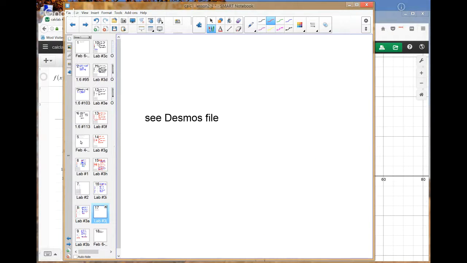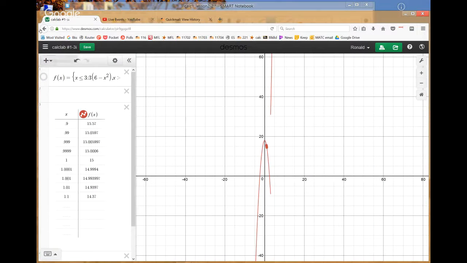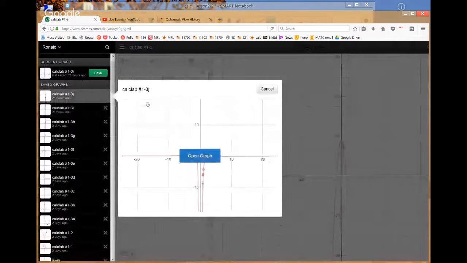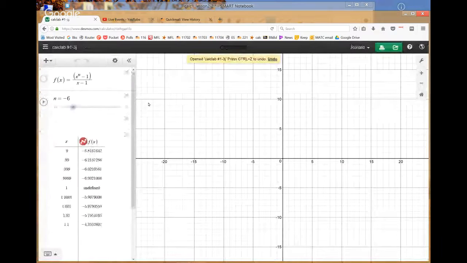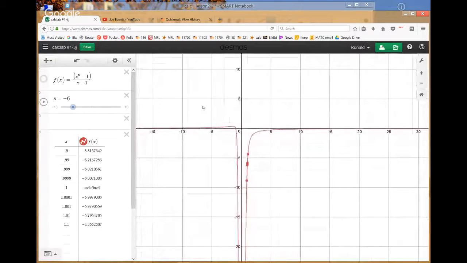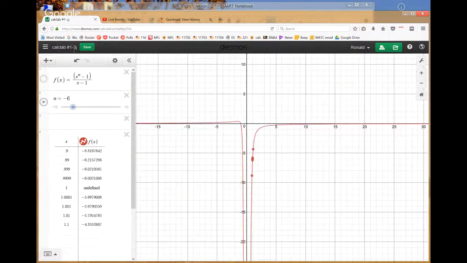Okay, so for this one, we're going to go strictly on Desmos. This is 3J. So let me load up 3J. Okay, so move the graph over a little bit. So here we have this function: x to the nth minus 1 over x minus 1.